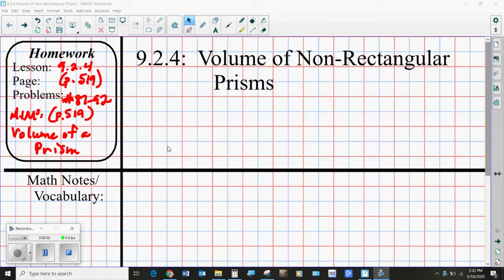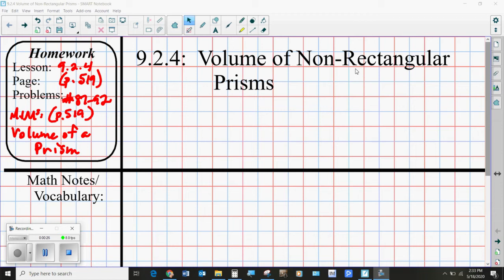Alrighty, here we go with our last lesson of the year, lesson 9.2.4, which is finding the volume of non-rectangular prisms. So these are prisms. They're going to follow that formula that we talked about yesterday with that L-shaped dessert, where we need to find the area of the base and then multiply times the height.